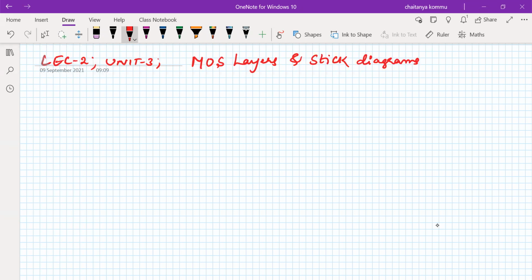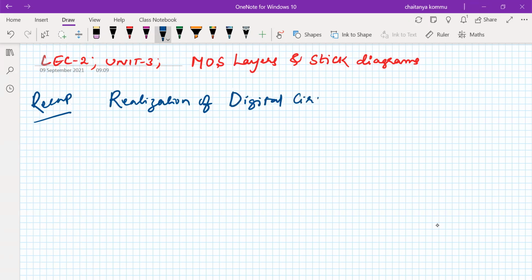What we have seen in the last class? In the last class we have seen a realization of the digital circuits, three fundamental circuits using NMOS and CMOS technology. So this is what we have seen in the last class, right? By using the NMOS symbol and the PMOS symbol, we have realized the circuit.